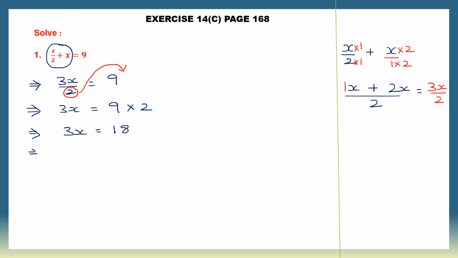Now 3x means 3 into x, isn't it? So to find the value of x, we say 18 divided by 3. Again, because this is multiplication, when it moves to the other side, it becomes division. So 18 divided by 3, 3 sixes are 18. So we have found the value of x. X is equal to 6. So we have our first answer here. X is equal to 6.